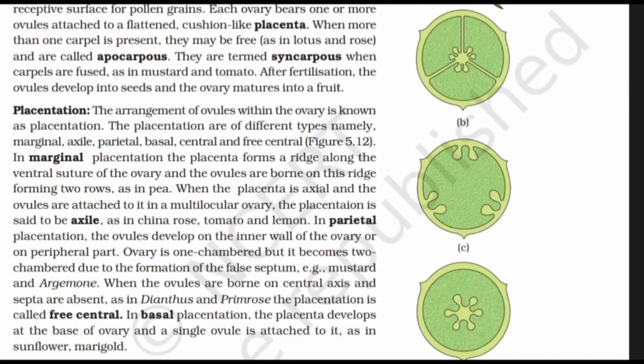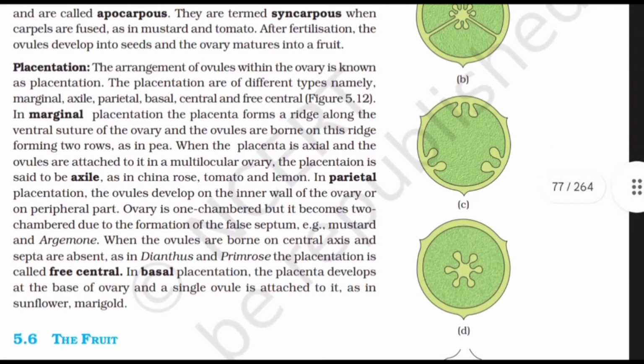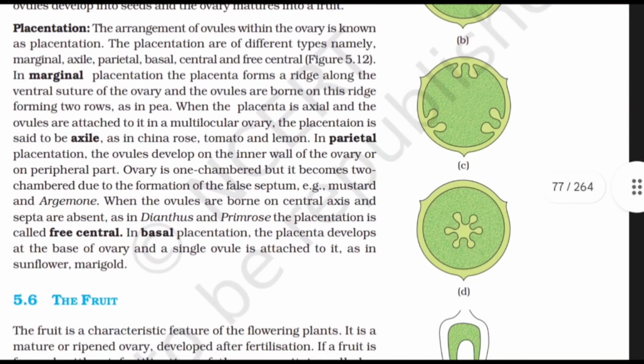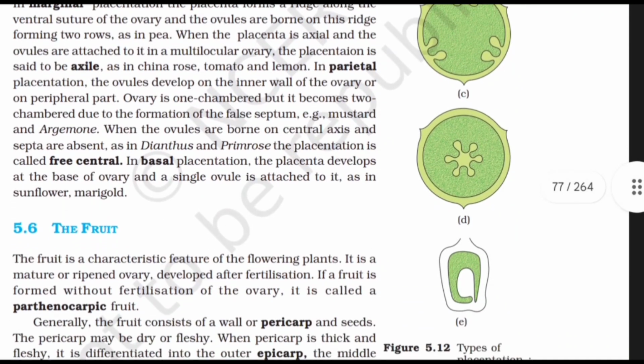The ovary is one-chambered but becomes two-chambered due to the formation of the false septum, for example mustard and argemone. When the ovules are borne on the central axis and septa are absent, as in dianthus and primrose, the placentation is called free central. In basal placentation, the placenta develops at the base of the ovary and a single ovule is attached to it, as in sunflower and marigold.